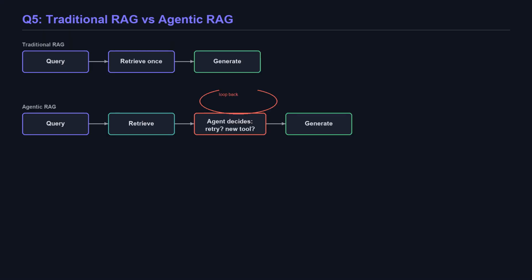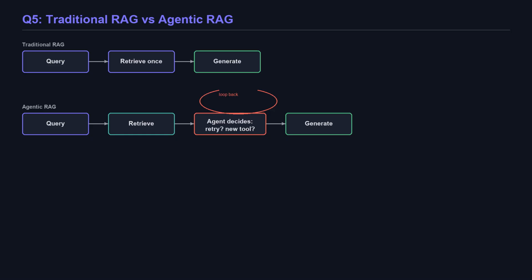Question 5. What's the difference between traditional RAG and Agentic RAG? Traditional RAG retrieves once, then generates an answer, a simple, linear process. Agentic RAG adds a decision-making loop. The agent evaluates whether the retrieved information is actually good enough, and if not, it can retry the search, rephrase the query, or even call a different tool entirely.